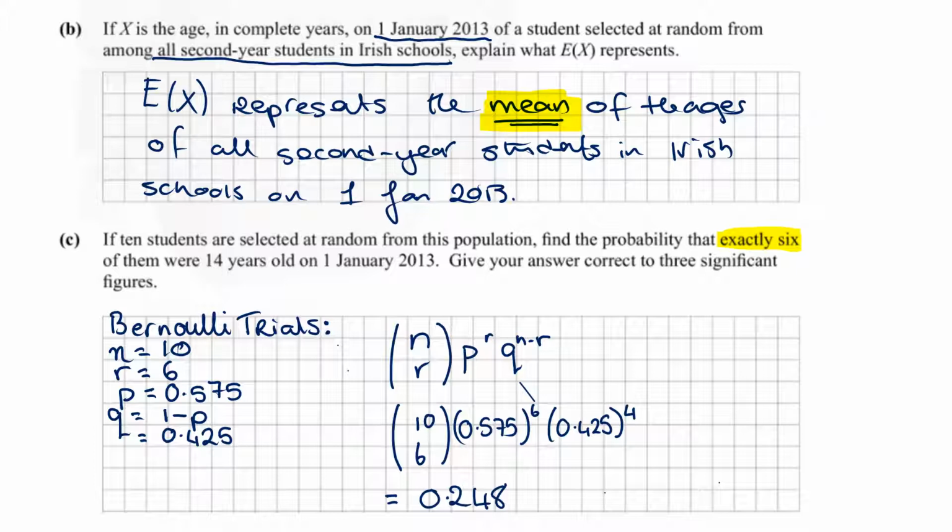So your Bernoulli trials then, this is also known as the binomial distribution. So binomial, bi meaning two. So remember, we can only have two outcomes, and we deal with that as success and failure. In this case, success was 14 years old and failure was not 14 years old.